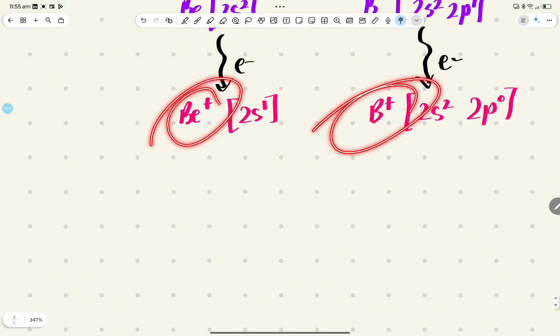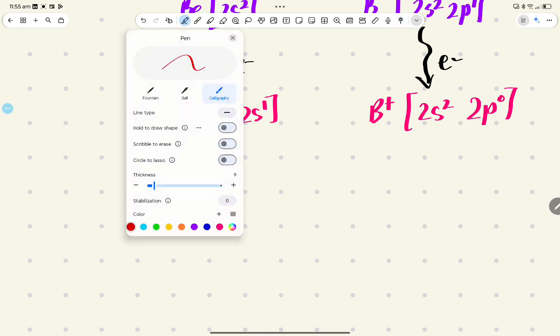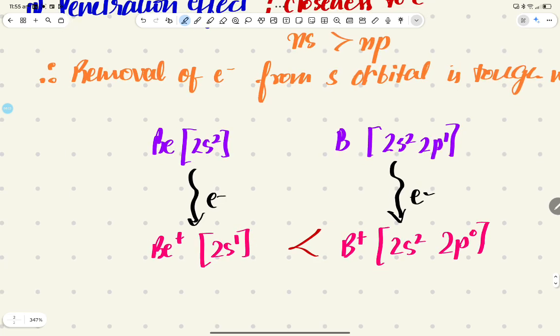Now after you get one electron out, your atom looks like this. They have formed cations. Now let's compare them. We're talking about the second ionization energy here. As you know, this is the electronic configuration of a noble gas, which means the ionization energy required will be more in this case. Let's just mark it.